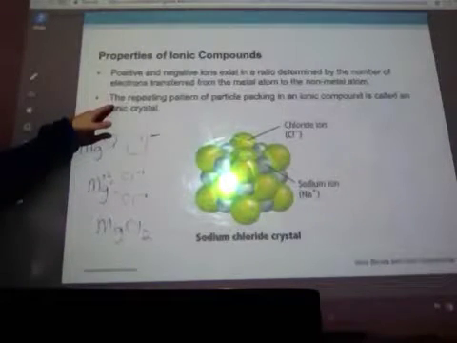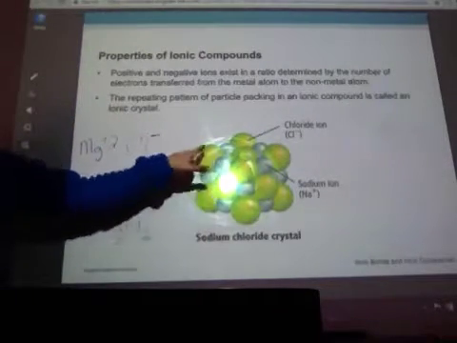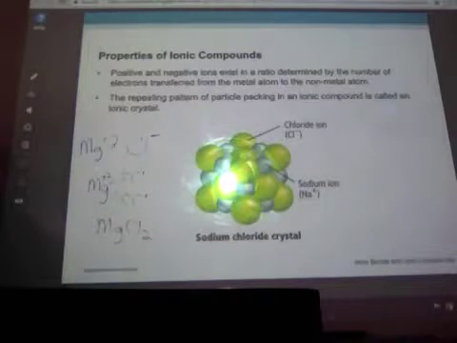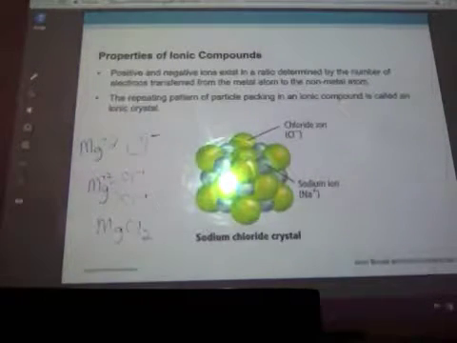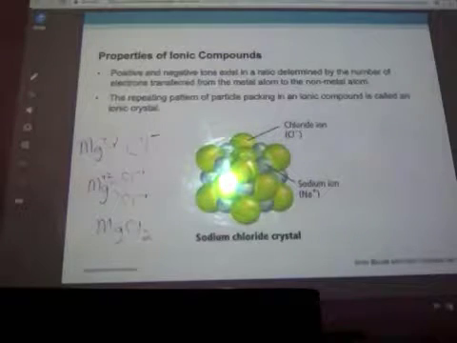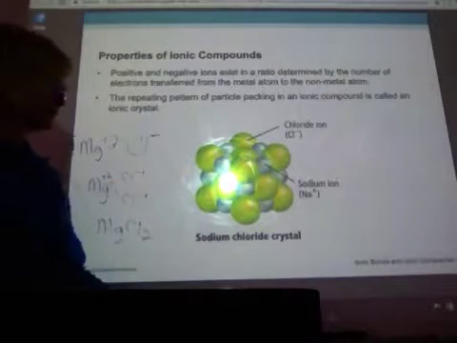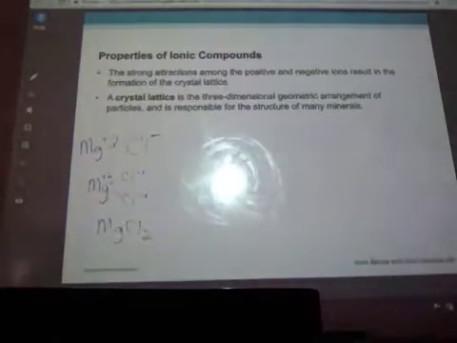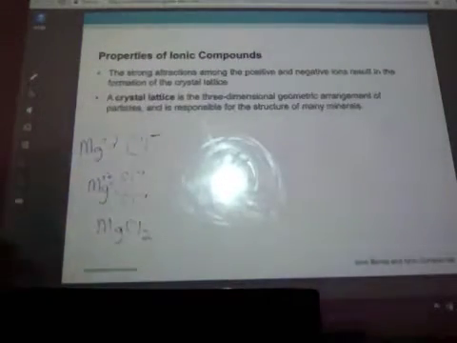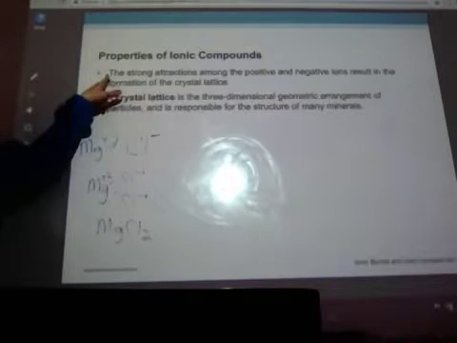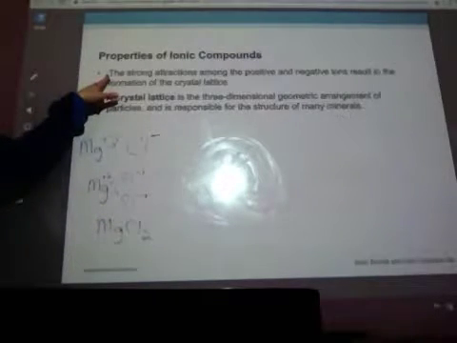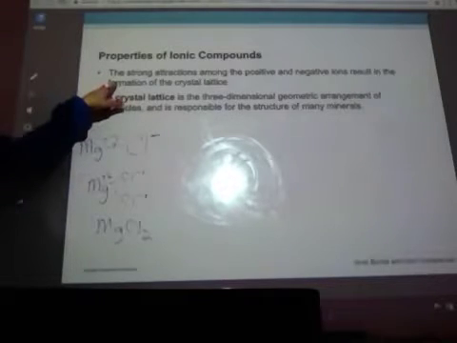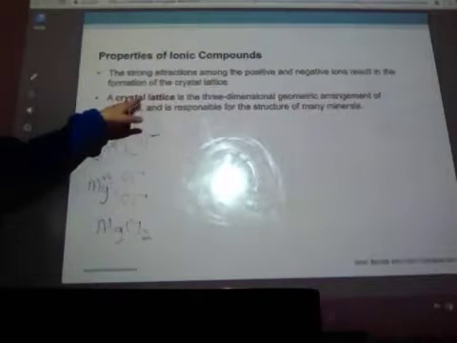And then the repeating pattern of an ionic compound is called a crystal. So, like I said, most of your ionic compounds are salts, and they have a crystal structure, which means they're held very tightly together in a very organized pattern. And you can actually see that under a magnifying glass. And the strong attraction between your positive and negative is what holds it together. And that results in the formation of a new term.